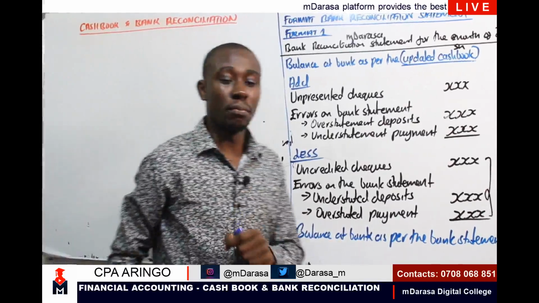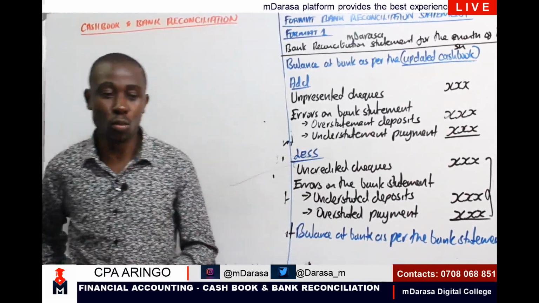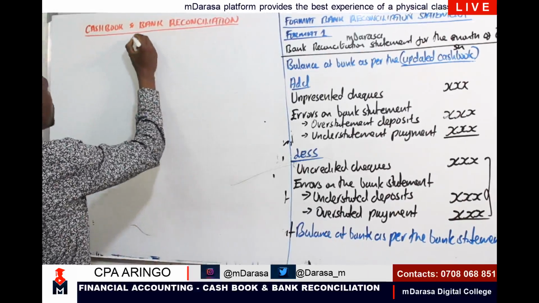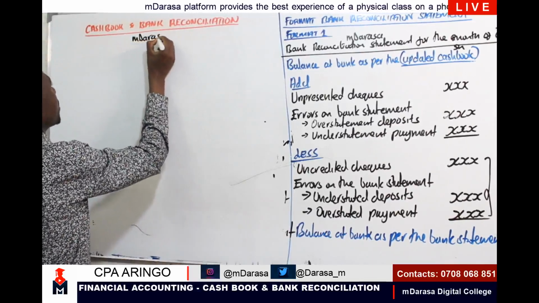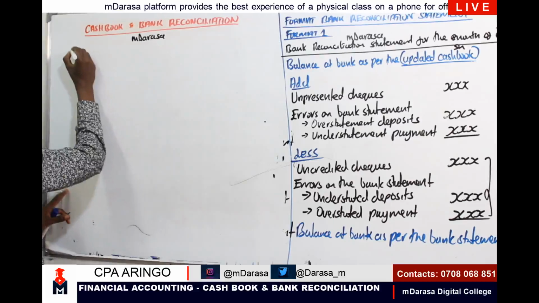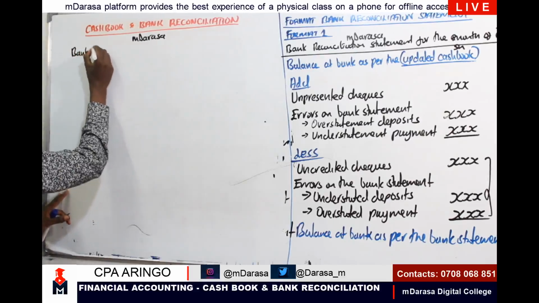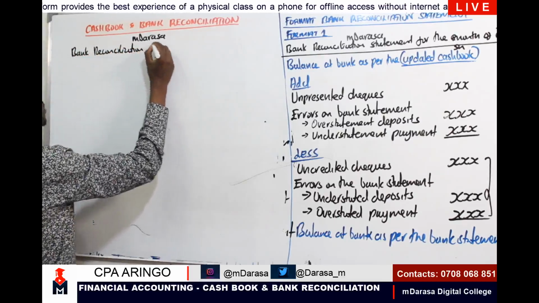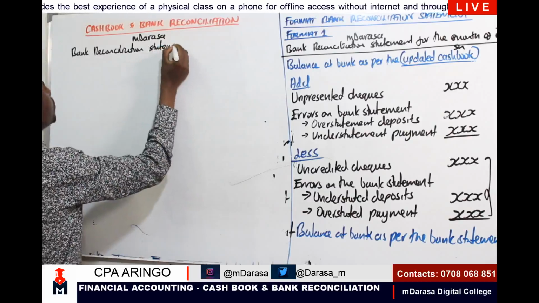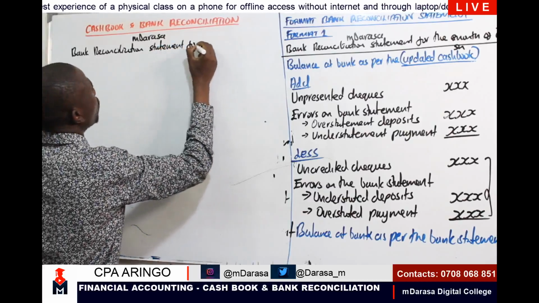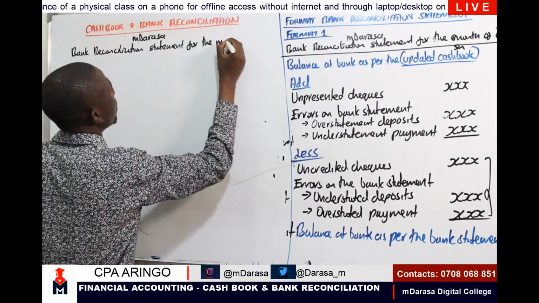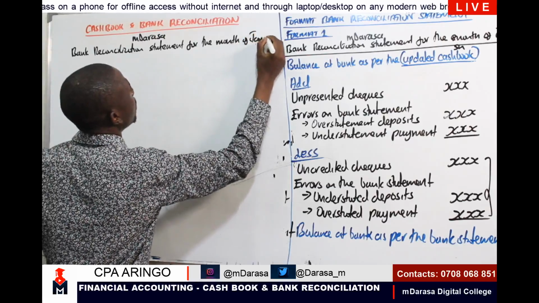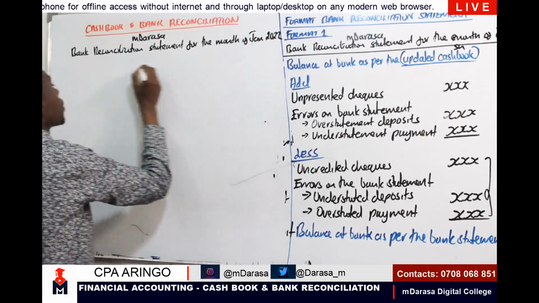So title is always very important. And that's why you'll find that Mwalimu will always start with the title, right? So you're talking of mDarasa bank reconciliation statement for the month of January 2022.